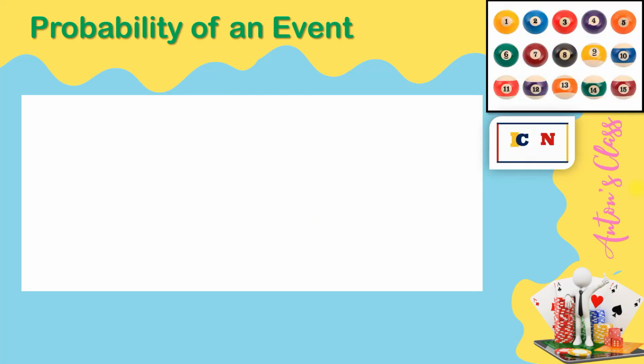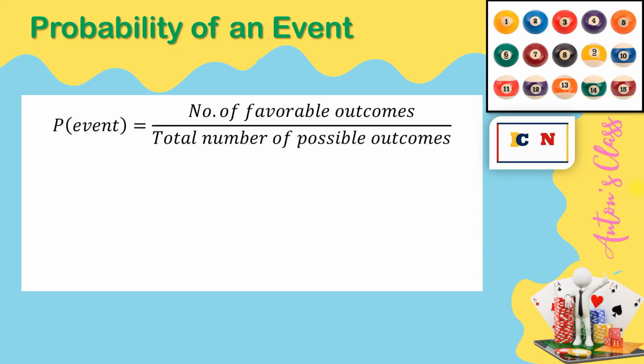Still using the billiard balls. Take note that the probability of an event is equal to the number of favorable outcomes for the event divided by the total number of possible outcomes. For the billiard balls, there are 15 possible outcomes. So let's answer the probability of the following events.